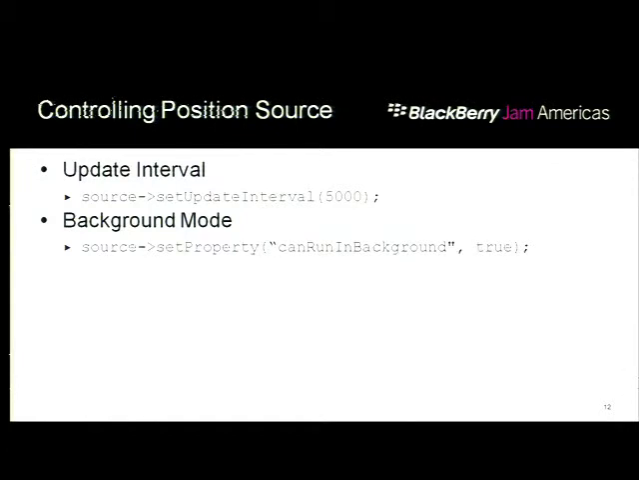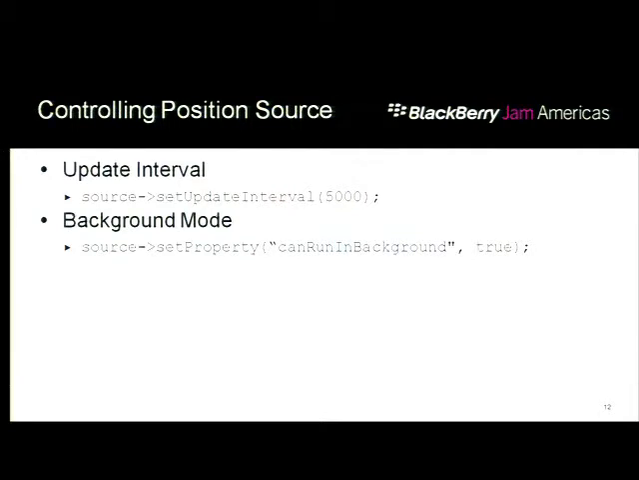Now let's talk about how we can control different aspects of the position source itself. So remember on the first slide I showed 3 lines of code, but there we didn't really set an update interval. And in most cases, we do want to set an interval so that we can tell the location manager that we want fixes at this many seconds. You do that by simply calling positionSource.setUpdateInterval. It takes a millisecond parameter. In this case, it's set to 5 seconds.